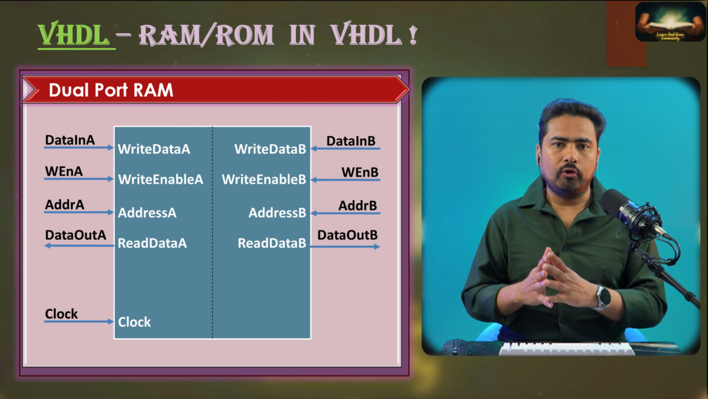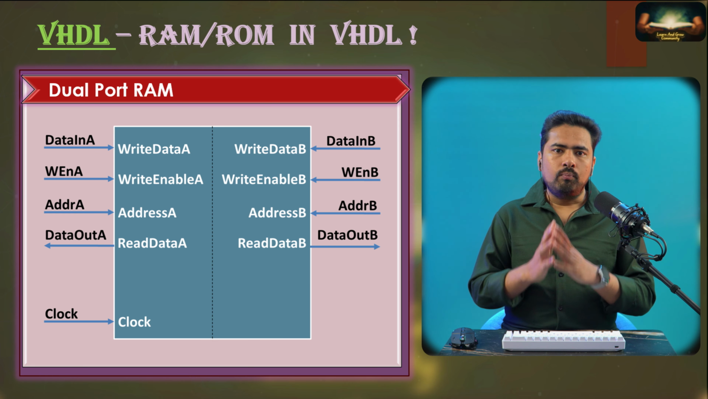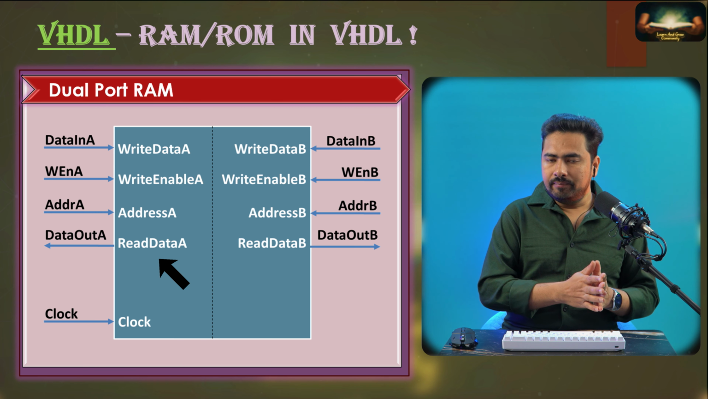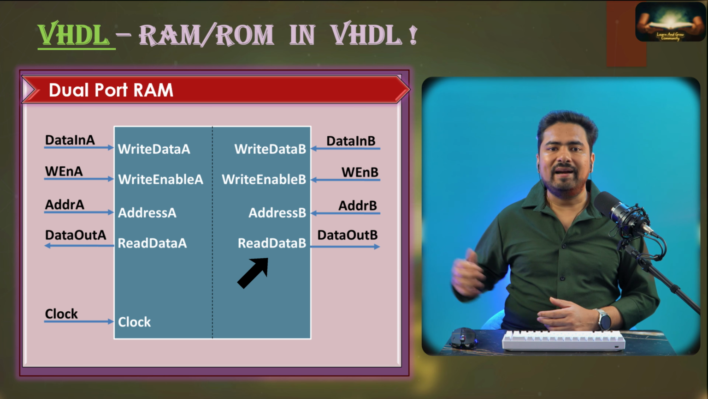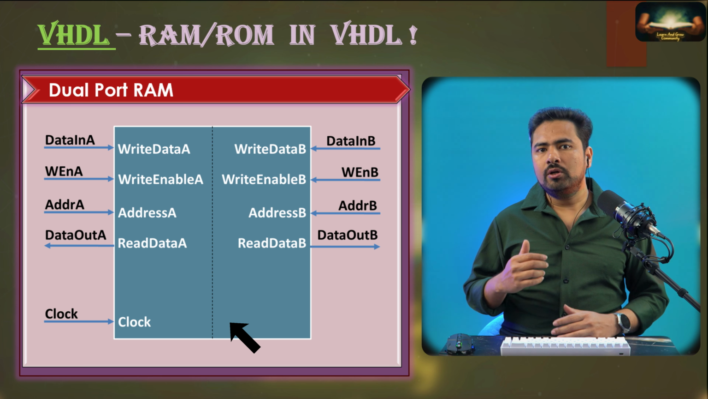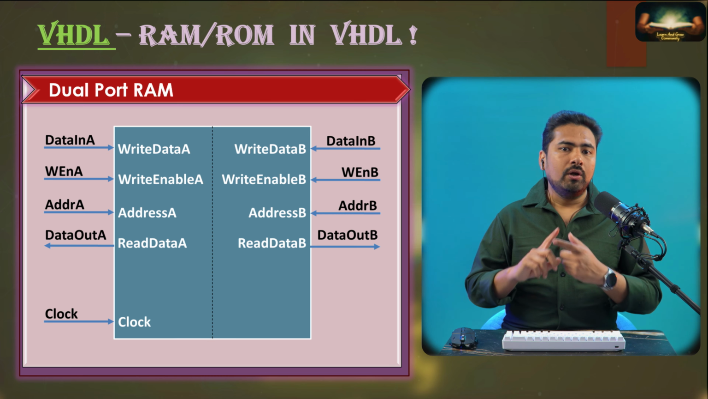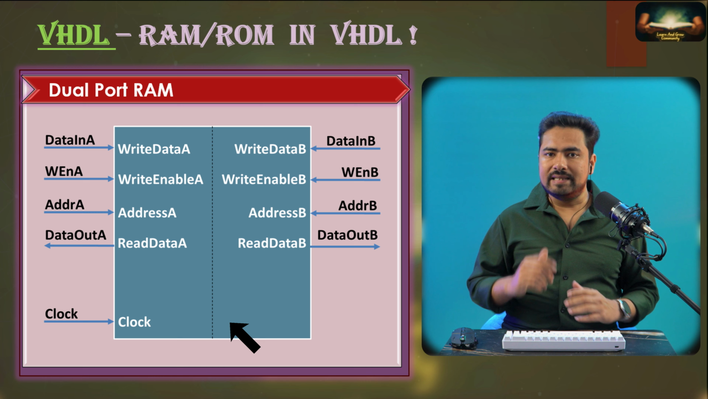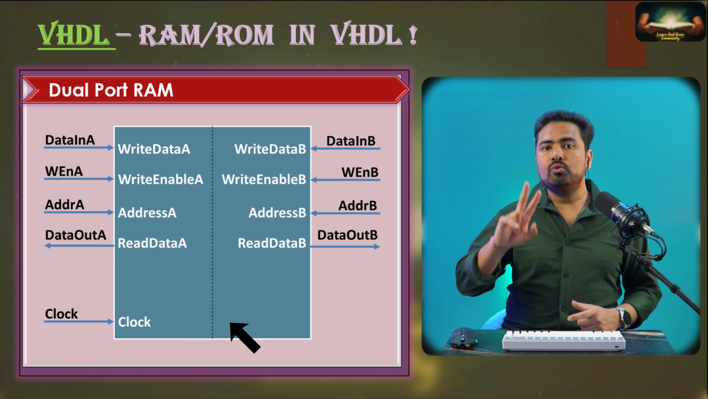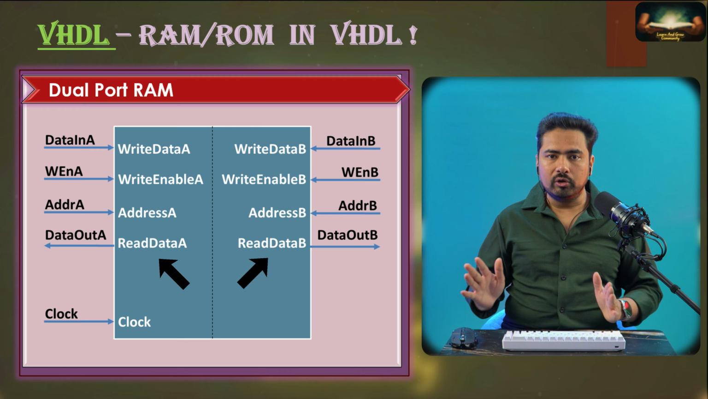So look at this block diagram. You will see two sections in this module. Port A is on the left hand side and port B is on the right hand side. The advantage of this dual port RAM is that two entities can access your memory at the same time. Note that the memory is the same. It is not like two separate memories. They are just two separate ports only.